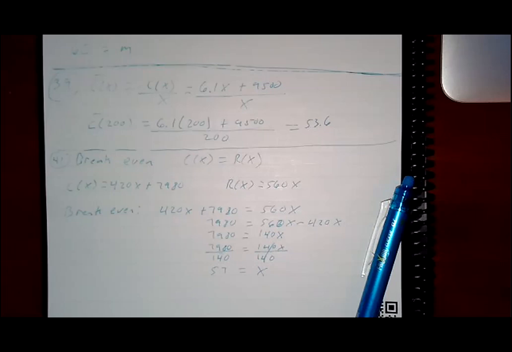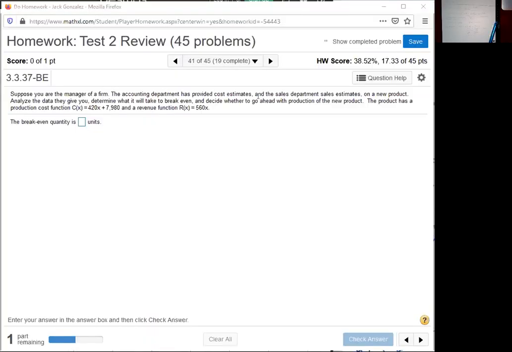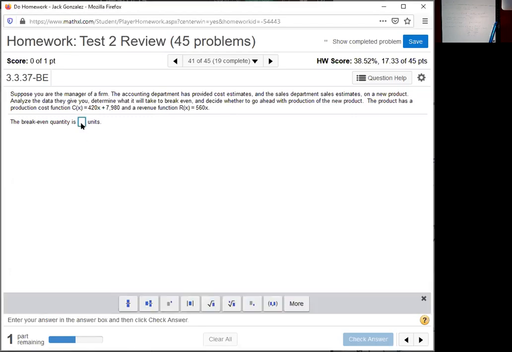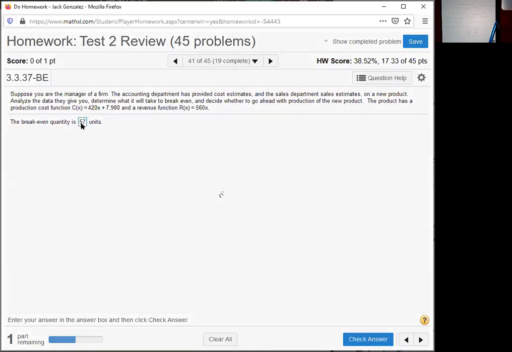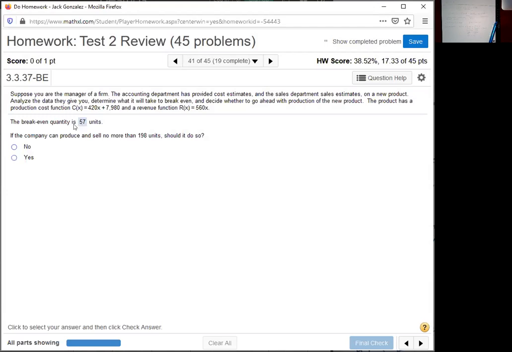I don't know what items they were talking about, but let's go look at it. So they're making some product at some firm. They want to know if they should go ahead and make this thing. Break-even quantity is 57. If the company can produce and sell no more than 198 units, should it do so?